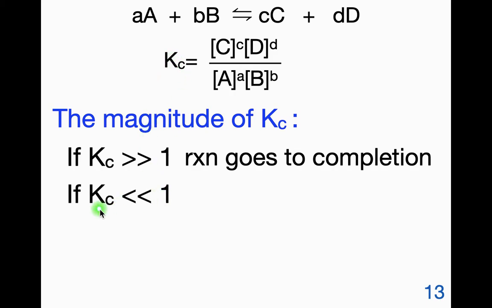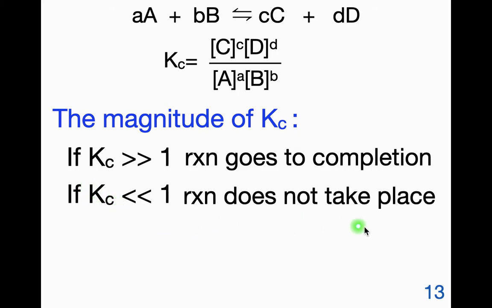And just the opposite, if the equilibrium constant is very, very small, then we can say that the reaction essentially didn't take place. Because if the equilibrium constant is really small, that must mean that the amount of reactants is very large and the amount of products is very small, meaning that we've made hardly any products at all. So the reaction just essentially didn't take place.